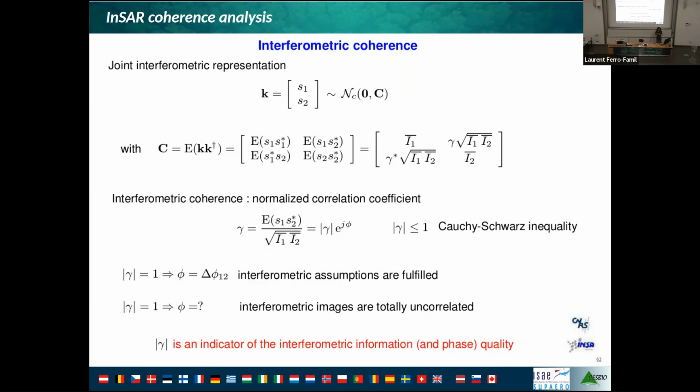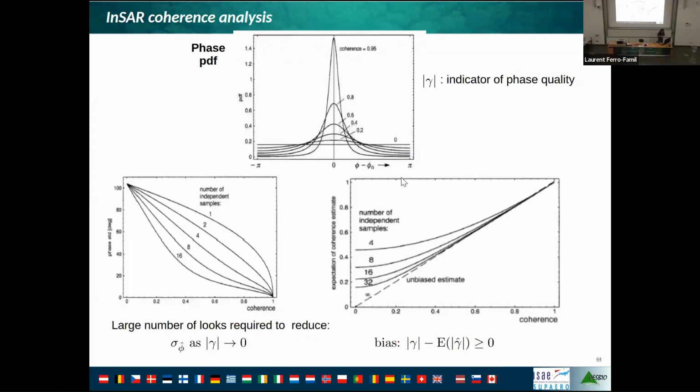When you have a coherence with a modulus of 1, you know that your two images are perfectly correlated, so you can say, oh, the phase difference I'm looking at is the actual one. When the coherence modulus is equal to 0, something went wrong, and you cannot trust the phase estimate you have in front of you. It is not possible to do something with it. So it's a nice indicator of the quality of the interferometric information. Here are 2 or 3 graphs to show you how this works.